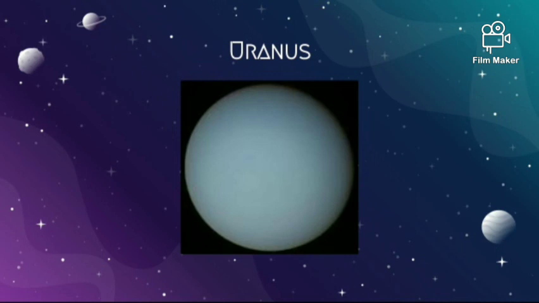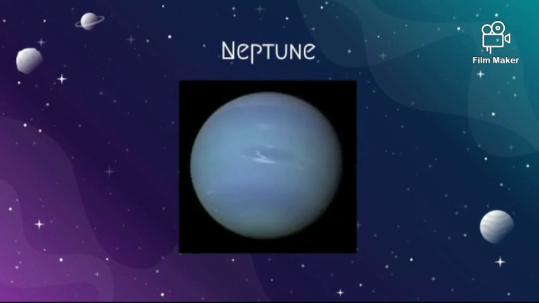Uranus is the seventh planet in the solar system, the third largest. Uranus has a different composition than Jupiter and Saturn. It has the coldest planetary atmosphere in the solar system. Uranus has 27 satellites. Neptune is the last planet in the solar system.